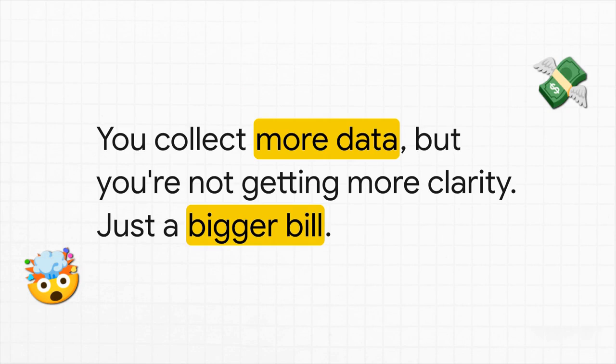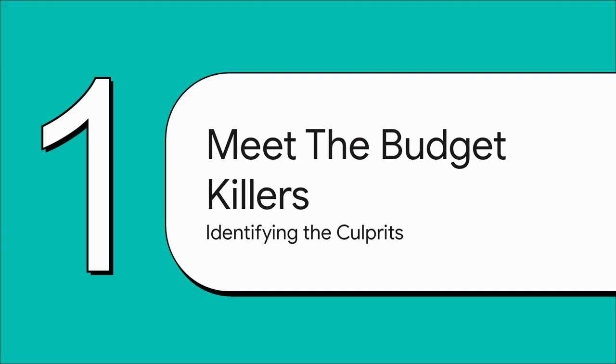We're all told to just collect everything, right? That more data is always better. But the reality is, we end up drowning in this sea of information, struggling to find the important signals. And all we really have to show for it is a much, much bigger bill. It's a classic trap. So how in the world did we get here?